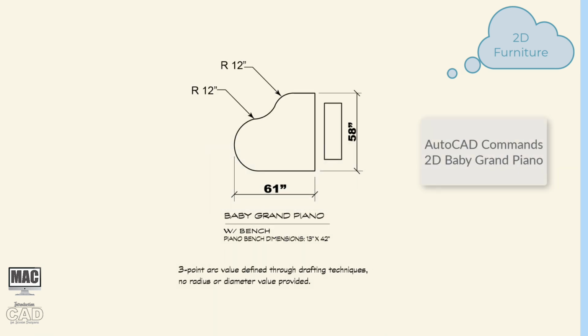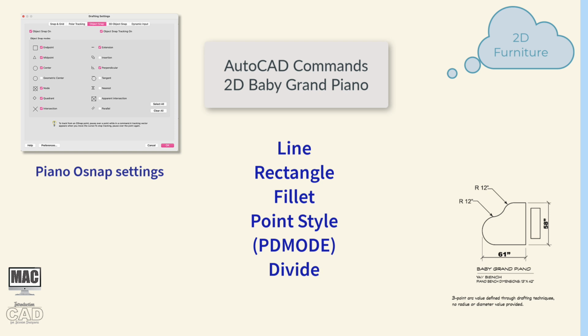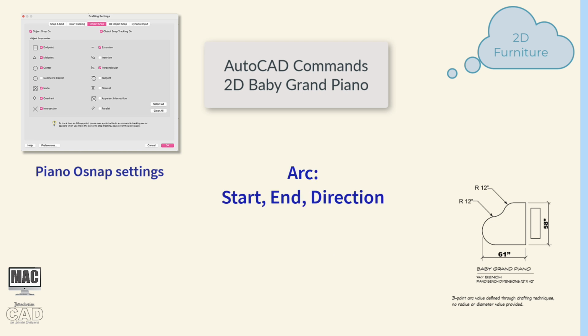In this part of the lesson, we move on to draft the 2D symbol of the baby grand piano. We will use the following AutoCAD commands for this part: line, offset, 3-point arc, fillet, rectangle, move, point style or mode, divide, and introduce a new arc style, start, end, and direction.